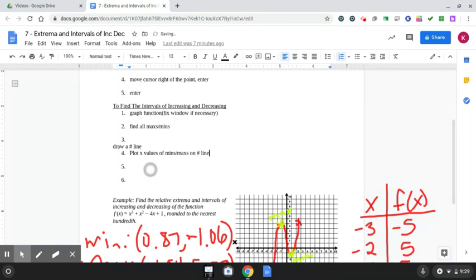Step 5. So this is where you're actually deciding where the function is increasing and where it's decreasing. You are going to draw a plus sign where the function goes up or increases. You're going to draw that plus sign on the number line. I'll show you in a second. Then you're also going to draw a minus sign where the function goes down, which is where it decreases.